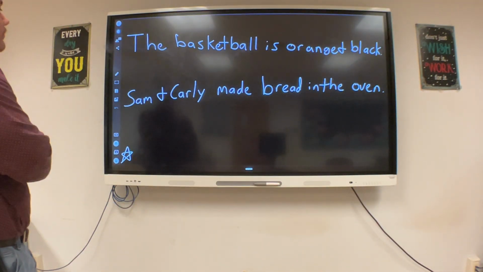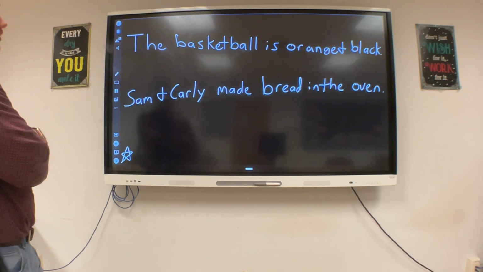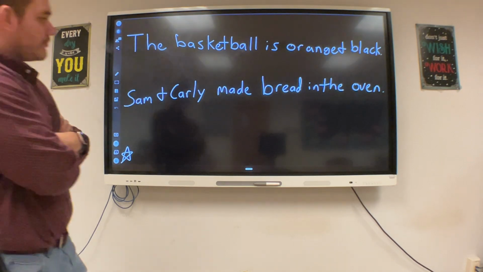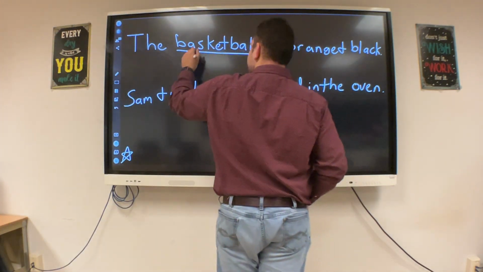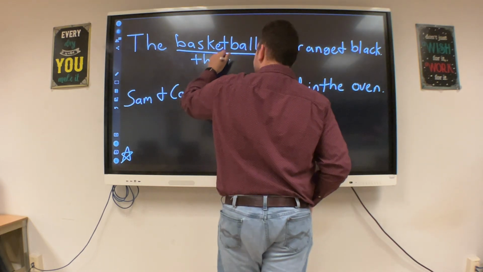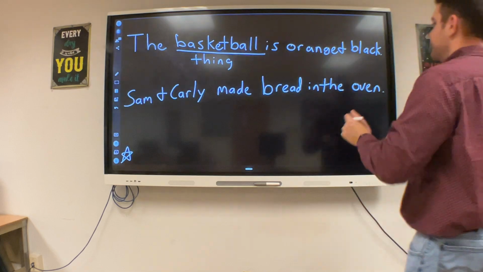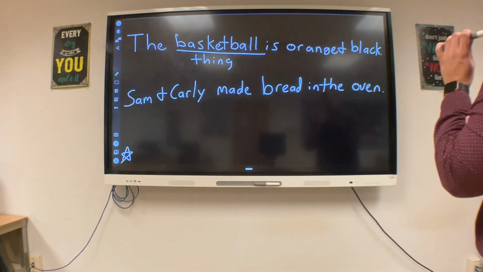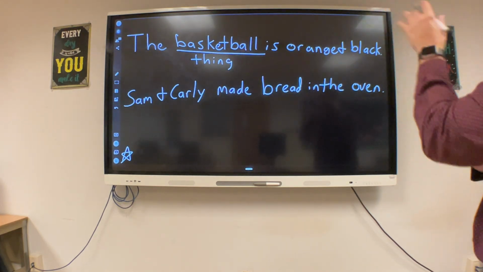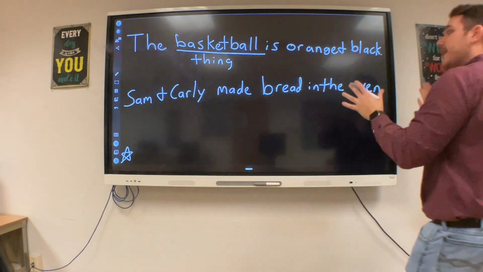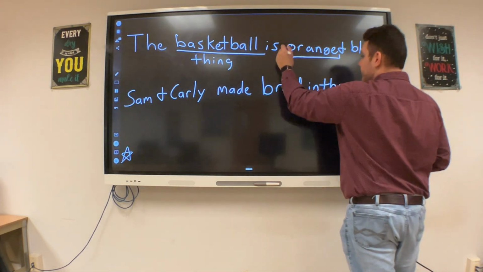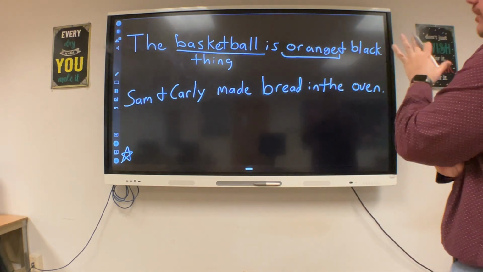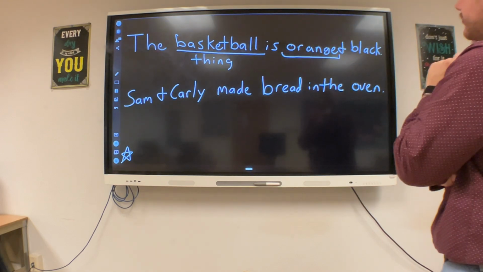And then the last two, we have the basketball is orange and black. There's only going to be one noun in this one, and it's just going to be basketball, because that is a physical thing you could pick up and touch, so that is a noun. Now, orange and black in this one are both adjectives. They're both descriptions. They tell us how the basketball looks. That could be kind of tricky because you might have seen orange and thought about the fruit, and in that case, it would be a noun. But in this case, because it's talking about the color of the basketball, it is not a noun.